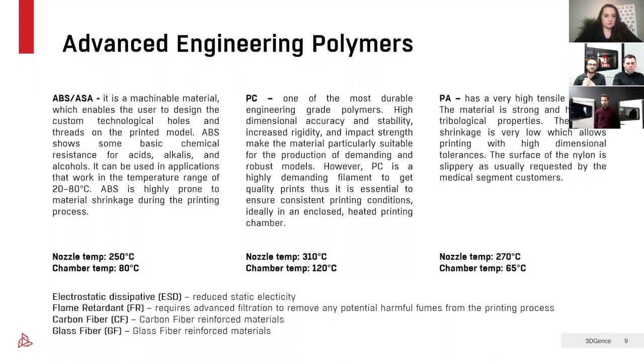Another one, also very interesting, is flame retardation. And here, another aspect of the 3D printer comes into play. Flame retardant substances are mostly bromide based chemicals, and they can be harmful if not filtered out. As such, the printer should be equipped to deal with this problem. And carbon fiber and glass fiber reinforcement is, of course, an option.